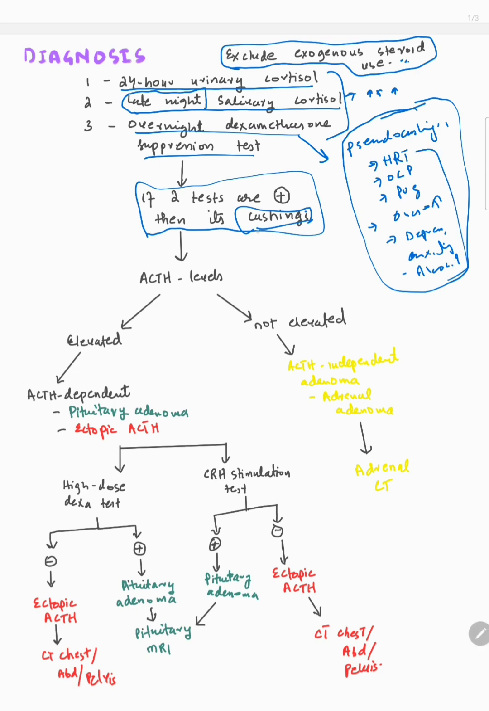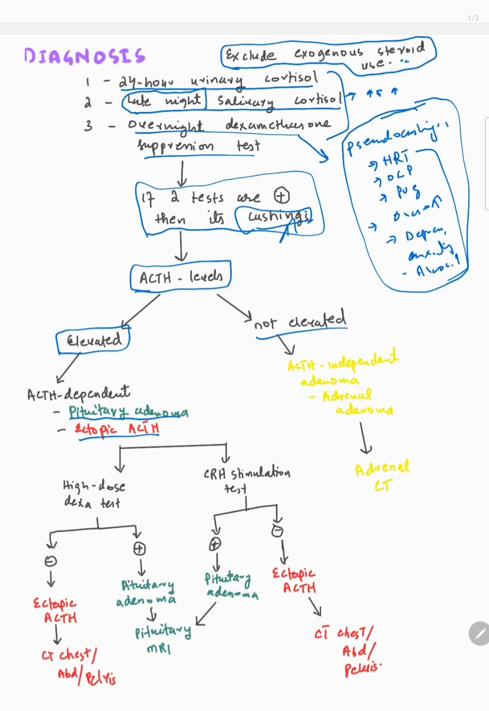Now, if two of these tests are positive, then we talked about that it is Cushing's. So now it's confirmed Cushing's. The first step we should do is ACTH levels to know if it is ACTH dependent or ACTH independent Cushing's syndrome. If ACTH is elevated, we talked about two causes of ACTH dependent. The first one is adenoma, which is called Cushing's disease, and the other was ectopic ACTH, which is mostly because of the cancer.